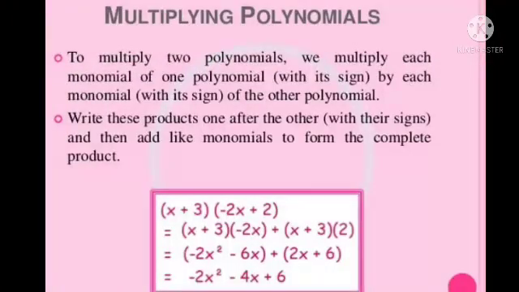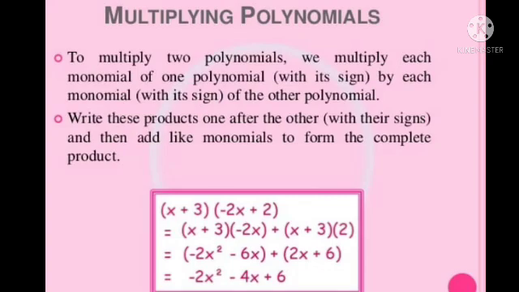Multiplying polynomials. To multiply two polynomials, we multiply each monomial of one polynomial with its sign by each monomial with its sign of the other polynomial. Write these products one after the other with their signs and then add like monomials to form the complete product.